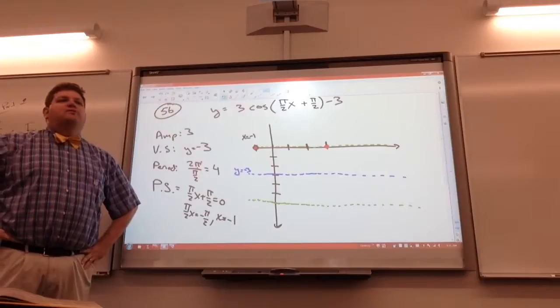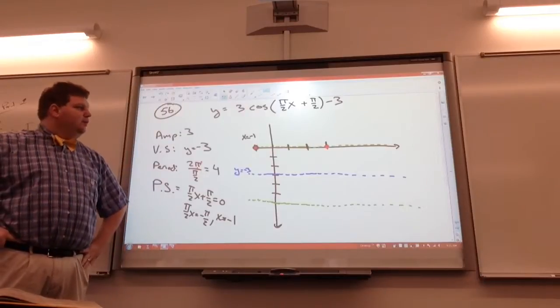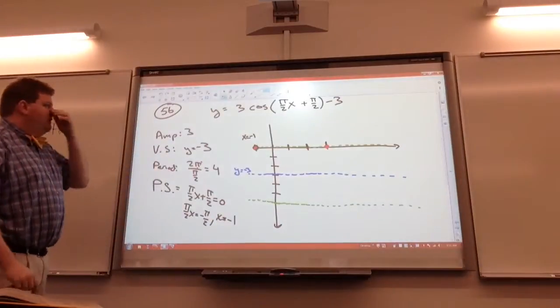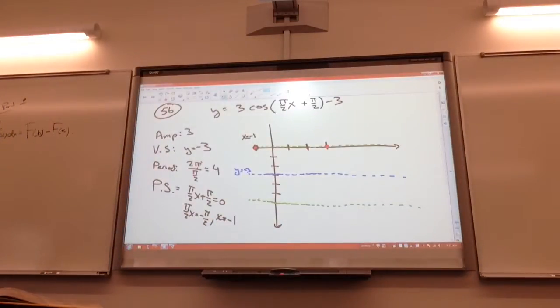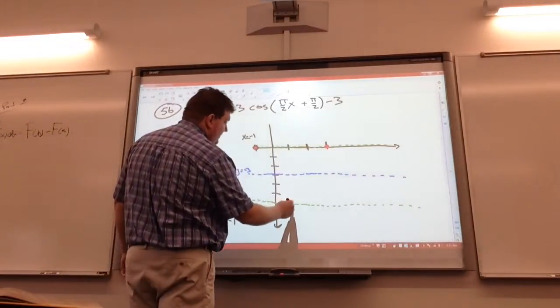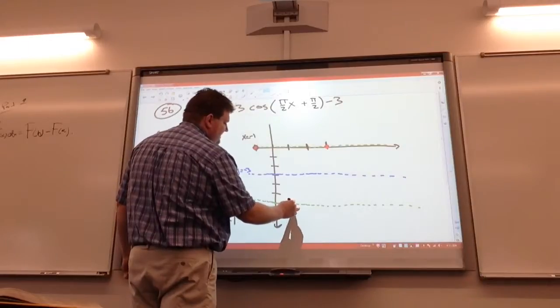So the halfway mark between these 2 points here is going to be where the minimum is. So what's halfway between 3 and minus 1? It would be 1. So I have a minimum right down there.